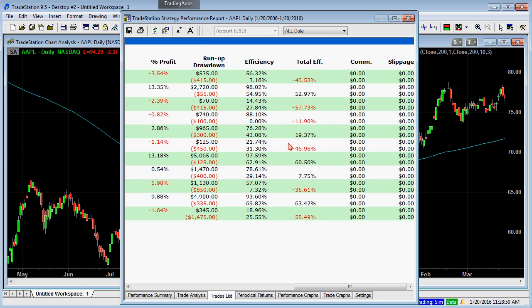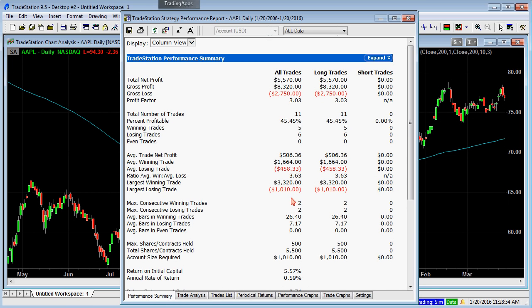Roger, let's talk about account size. This question is about account size. So when I go to my performance summary, there is a value here that says account size required, and it says $1,000. It's not realistic, but what it represents is how much money is needed to enter a trade. And that's what this means. It doesn't mean that that's your initial capital.